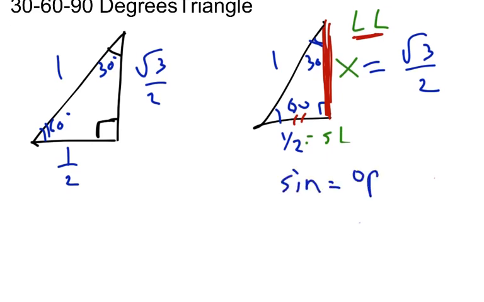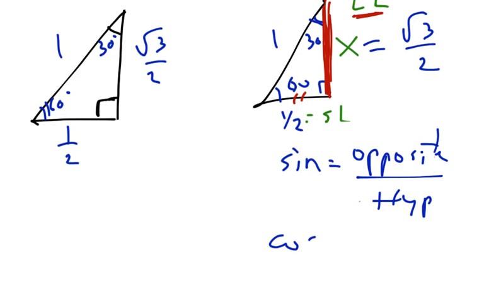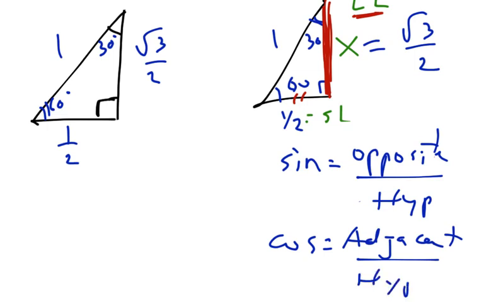Sine is equal to opposite side over hypotenuse. Cosine is adjacent side over hypotenuse. Okay, let's work on those right now.